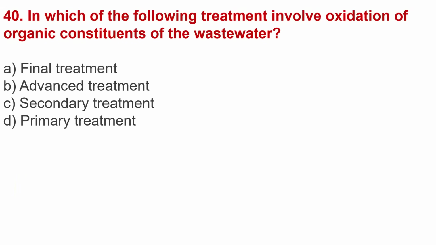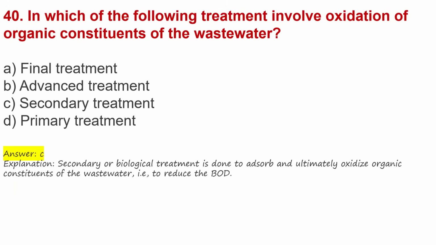Question 40. Which of the following treatments involves oxidation of organic constituents of the wastewater? A. Final treatment. B. Advanced treatment. C. Secondary treatment. And then D. Primary treatment. The answer is C. That is secondary treatment. Secondary or biological treatment is done to absorb and ultimately oxidize organic constituents of the wastewater, that is, to reduce the biological oxygen demand.